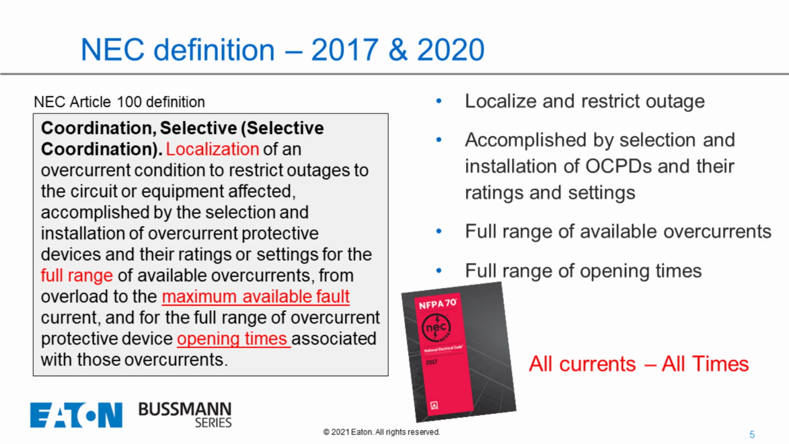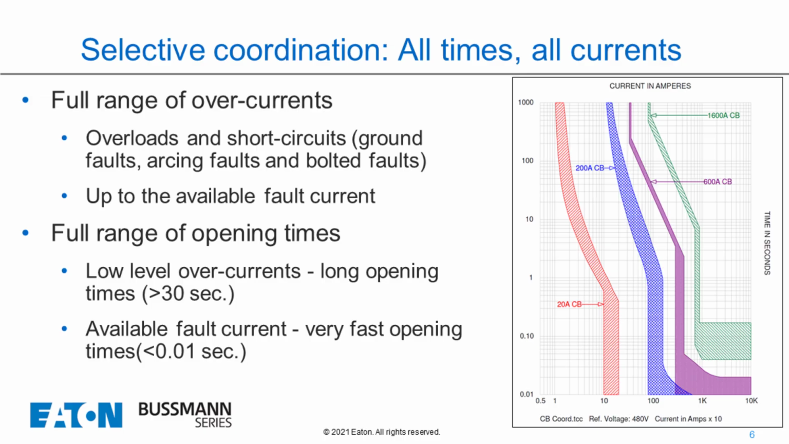So the full range from zero current all the way up to the available fault current, and from zero time all the way up to when the overcurrent devices open. Okay, so that's the definition. And if you look to the right, we throw in time current curves. We do time current curves to see if we do have coordination. But selective coordination, remember this, when we're talking all currents and all times, does the time current curve truly give us all currents and all times?